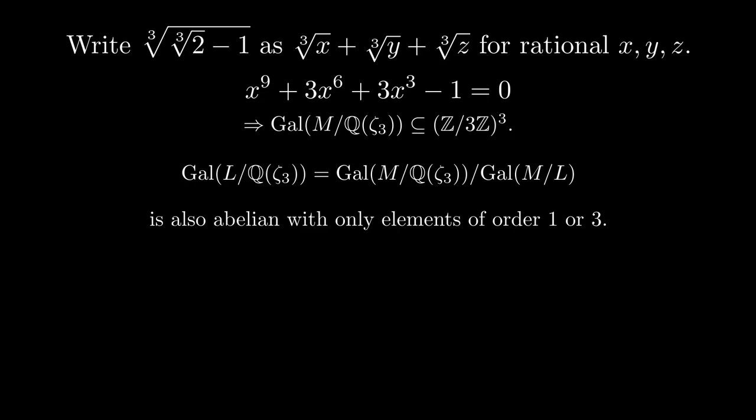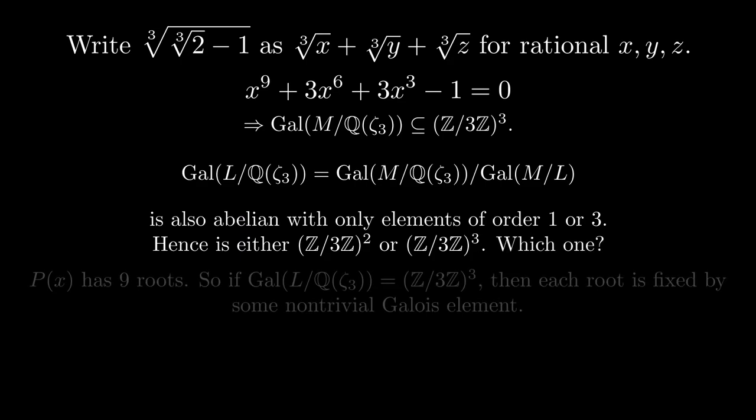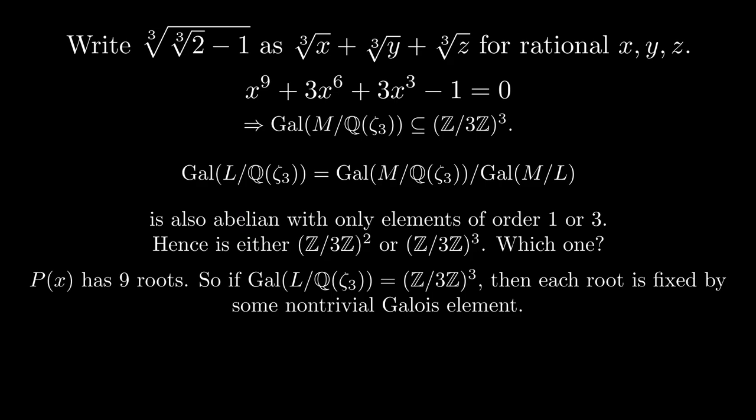Everything commutes here too, with elements of order 3 and the identity. And it has at least 9 elements because we have to be able to take every root to every other, so it has to be either (Z mod 3Z) squared or cubed. Which one? Well, if it had 27 elements, there being only 9 roots of p, each root has to be fixed by something. But how can the cube root of x plus the cube root of y plus the cube root of z be fixed?